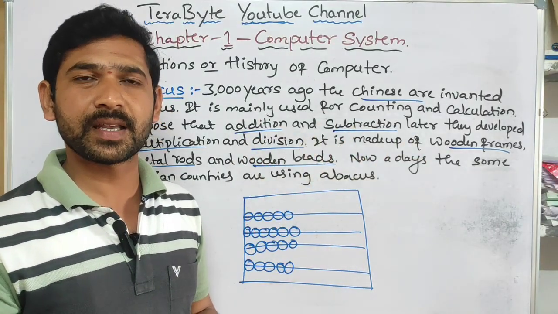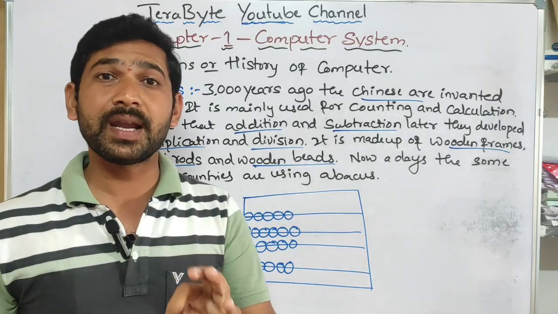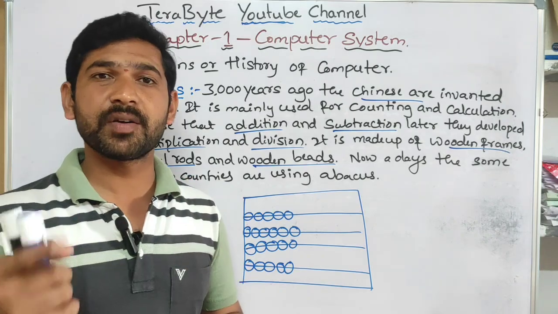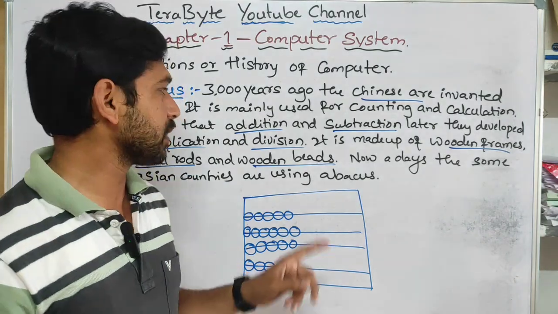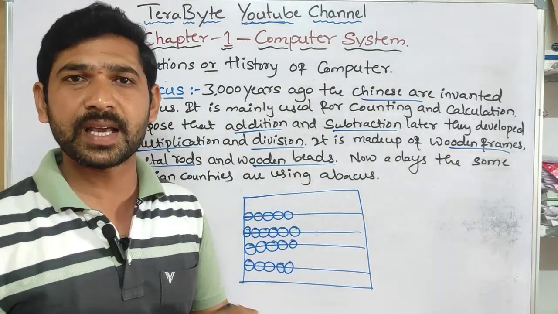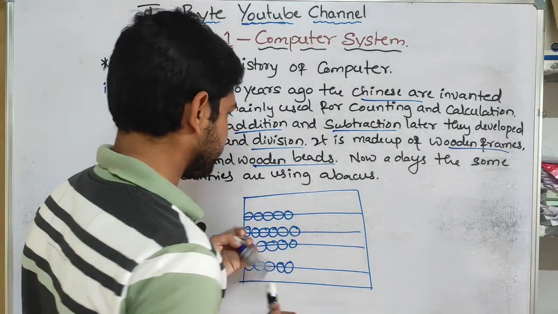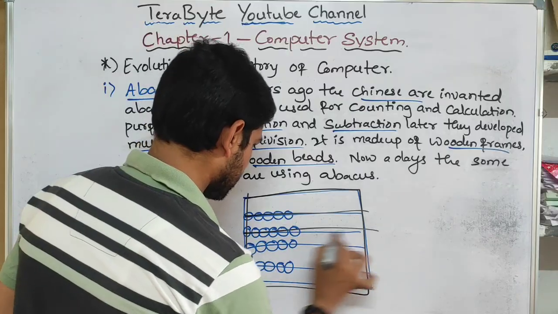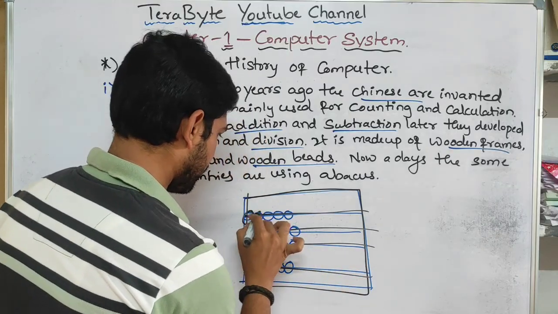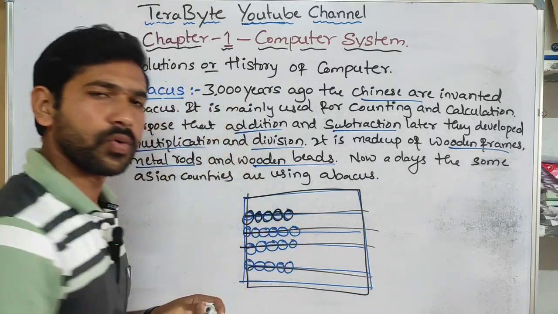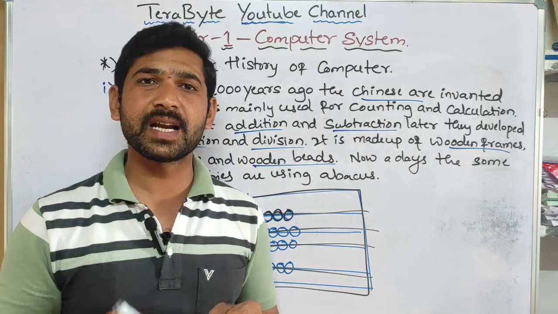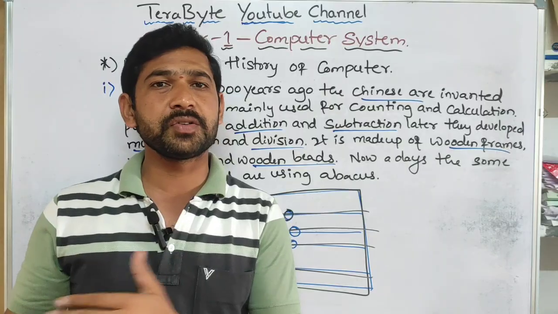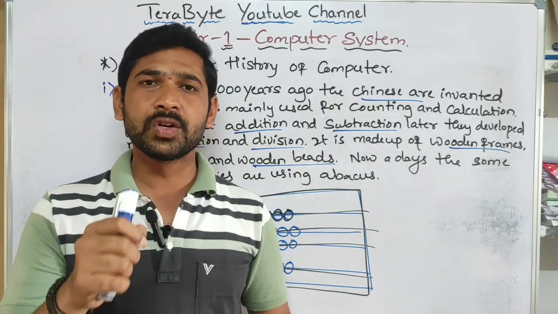So Abacus was mostly used for that. What it was used for is counting and calculation purposes. Okay, that is addition and subtraction. Later they developed multiplication and division. Then the Abacus is made up of wooden frames, metal rods and wooden beads. So nowadays the Asian countries are also using Abacus. Even now some Asian countries, some villages, are using Abacus.